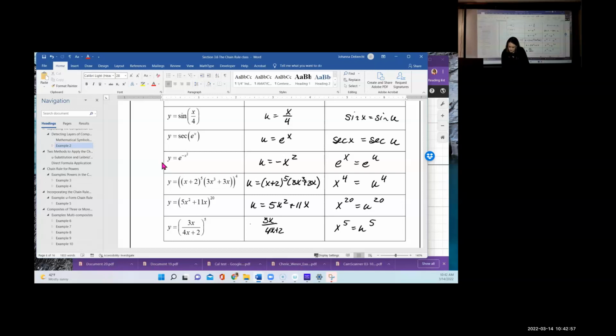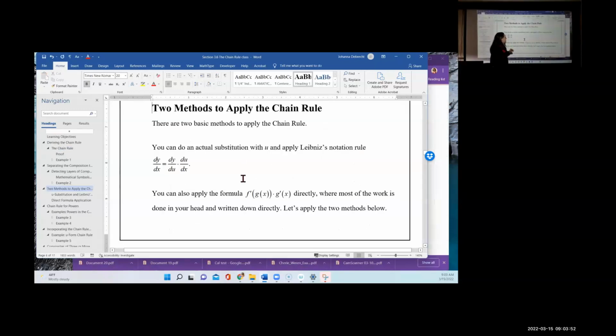Now, we have not done the derivative. All we've done is separate the composed function. The next thing we need to do is actually take the derivative using these pieces. We haven't done that yet. So we need to talk about 2 methods to apply the chain rule. There are 2 basic ways to do it.